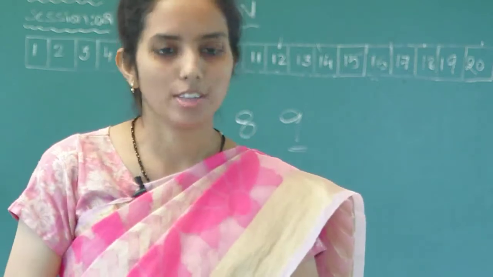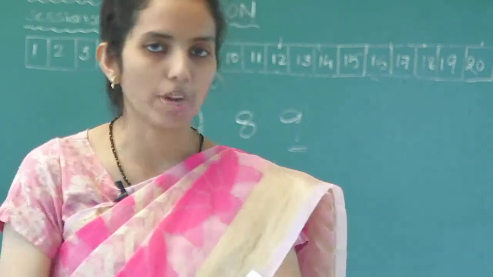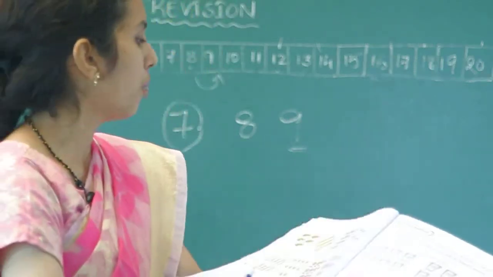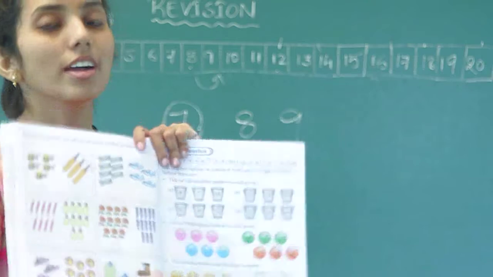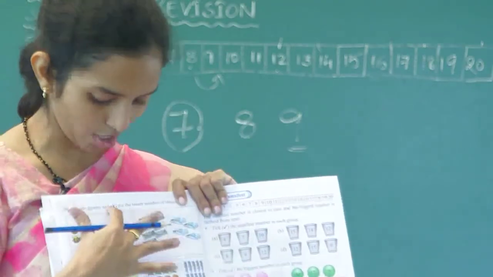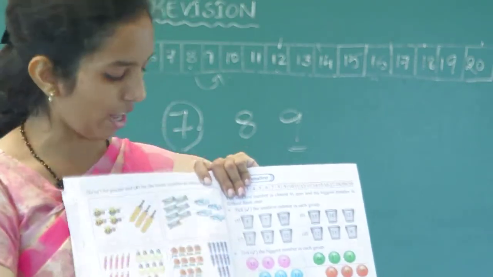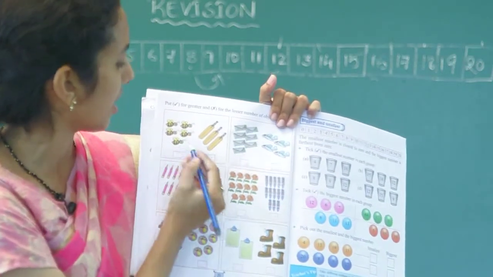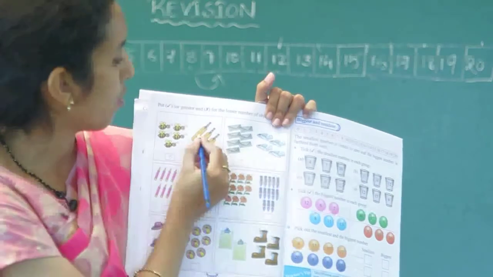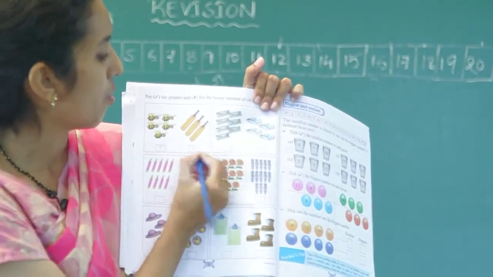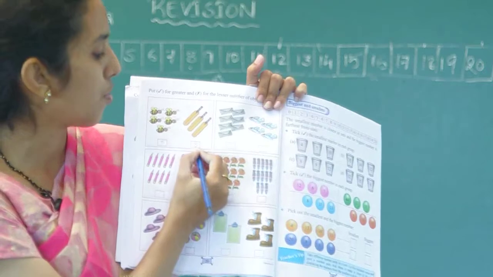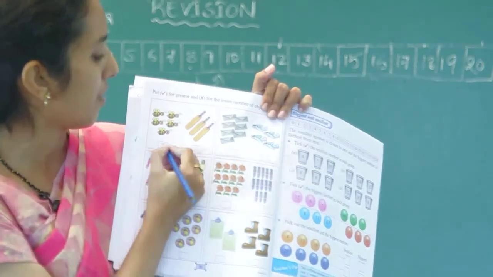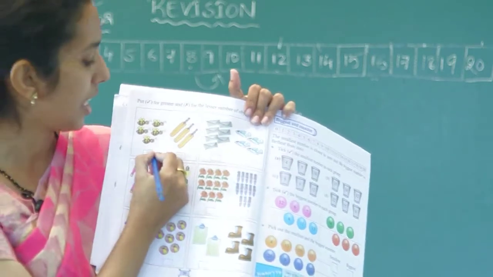Now turn the page. Page number 20. Here also we have a similar exercise. Put a tick for the greater number and a cross mark for the smaller number. So 1, 2, 3, 4, 5. This is 5 and 1, 2, 3. 3. Which is smaller? 3 is smaller. So what we have to do? We have to put a cross mark, and for the greater number, a tick mark.